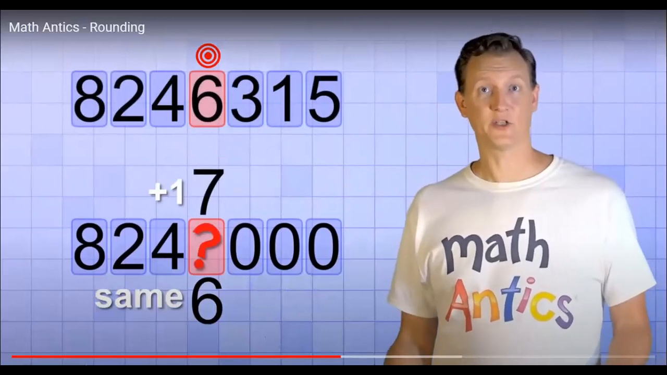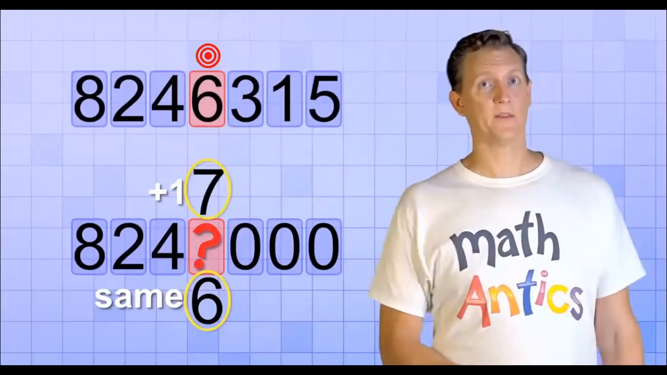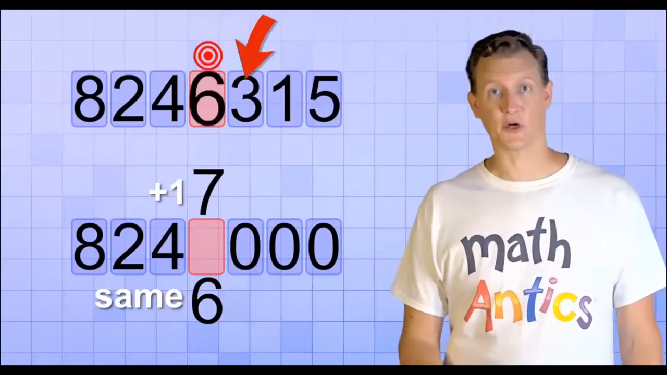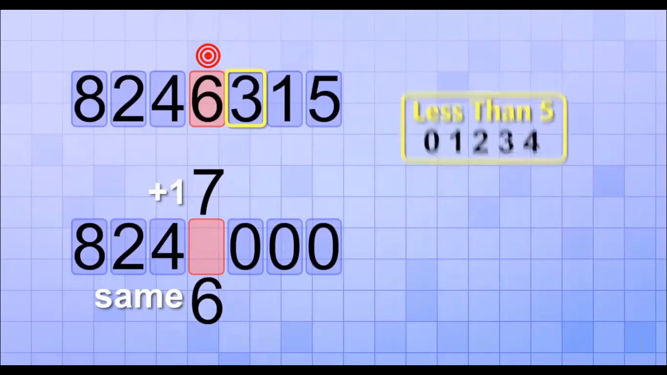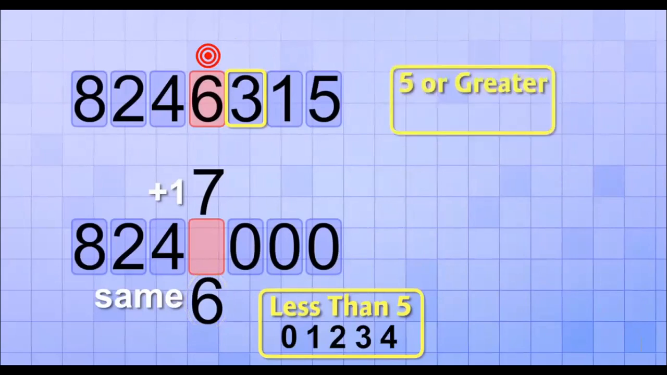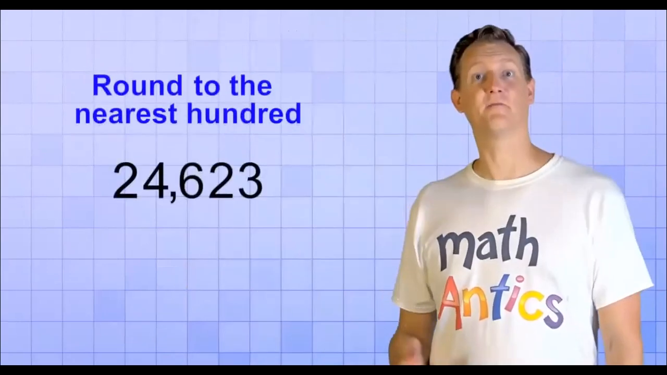Alright, but how do we decide which to do? How do we know if we keep the target digit the same or increase it by 1? The key is to look at the digit in the next smaller number place, the digit that's just to the right of the target digit. If that digit is less than 5, in other words, if it's a 0, 1, 2, 3, or 4, then we'll leave the target digit the same in the rounded version. But if the digit is a 5 or greater, 5, 6, 7, 8, or 9, then we'll increase the target digit by 1. Okay, so now that you know the basic procedure for rounding numbers, let's try a few specific examples. Here's the first one.